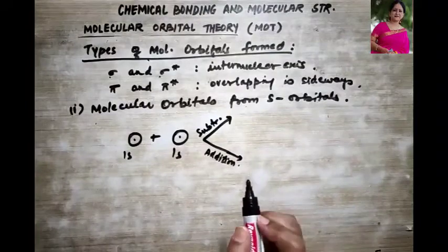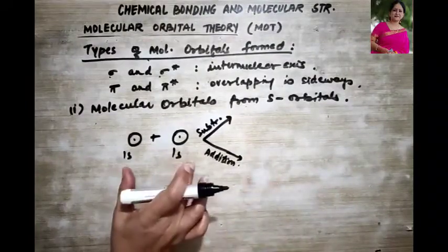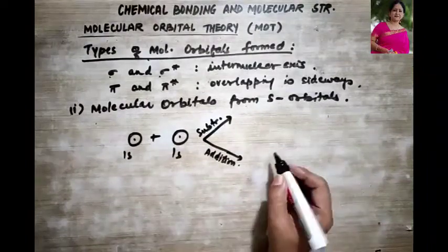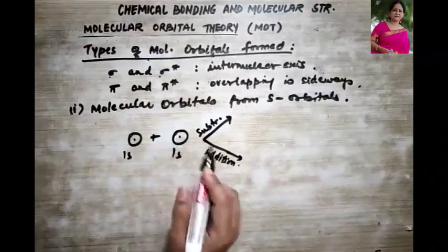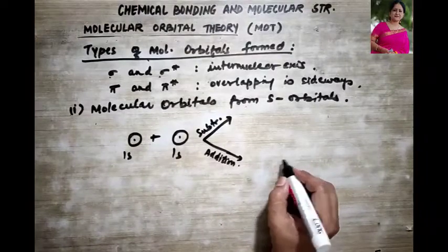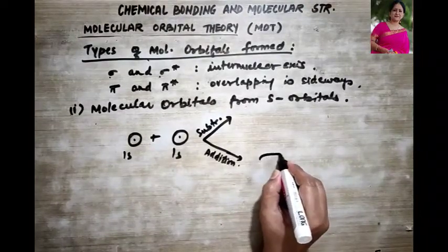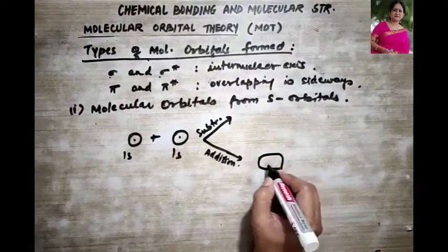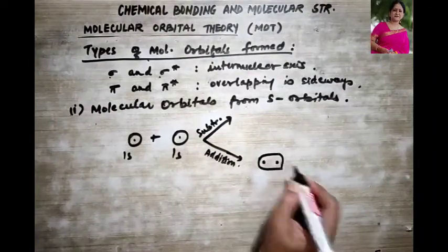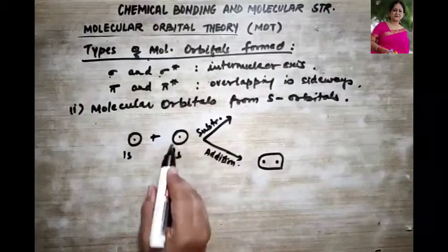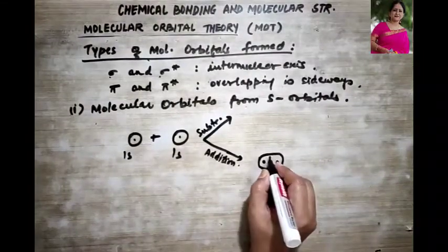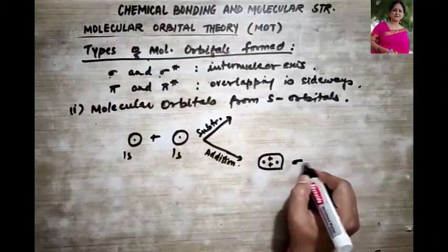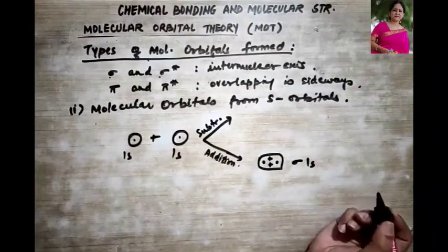So when it is bonding, it means the two are coming closer. We saw the amplitude increasing, they add up. So what happens when they combine? They form this shape. Okay, this is one molecule, this is one electron, this is one electron from this, and these are the signs over here. So this is your sigma 1s.